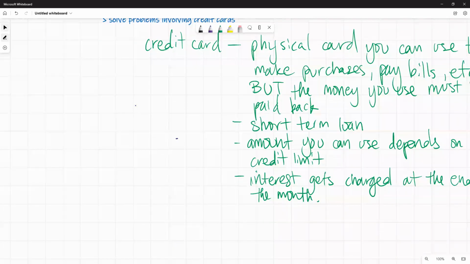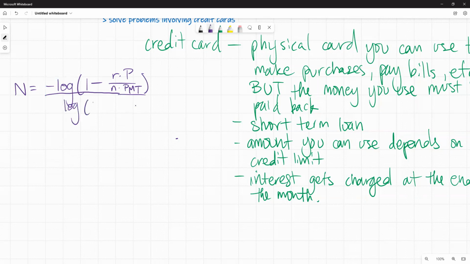Okay, and this formula is going to be really helpful for us to solve for the amount of time it takes to pay a loan off in general, but we're going to be using it for our discussion of credit cards, right? So I have capital N is equal to negative log of 1 minus, here we have a fraction, we have R times P in the numerator, divided by N times PMT in the denominator, divided by log of 1 plus R over N.